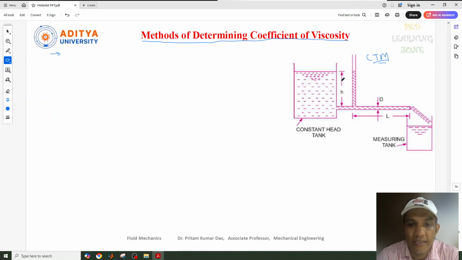Here you can see I have taken a diagram for this, and in it there is a tank. In the tank we have a fixed head. That means the height of the liquid present in the tank should be a fixed head, and it is connected to this tube, and there is a measuring tank, and the liquid should come out through this. I'll tell you in detail.